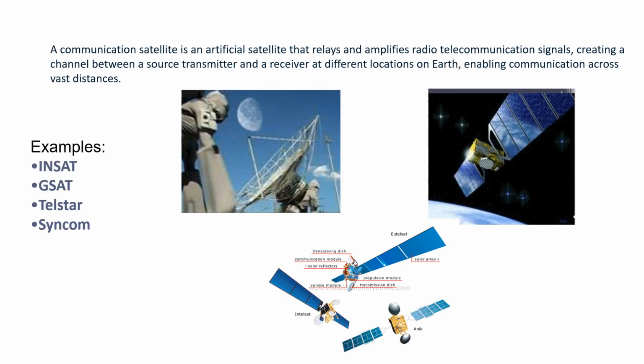Coming to the third type of satellite communication, which is communication satellites, which is nothing but an artificial satellite that relays and amplifies radio telecommunication signals, creating a channel between a source transmitter and a receiver at different locations on Earth, enabling communication across vast distances. Examples: INSAT, GSAT, Telstar, and SYNCOM.